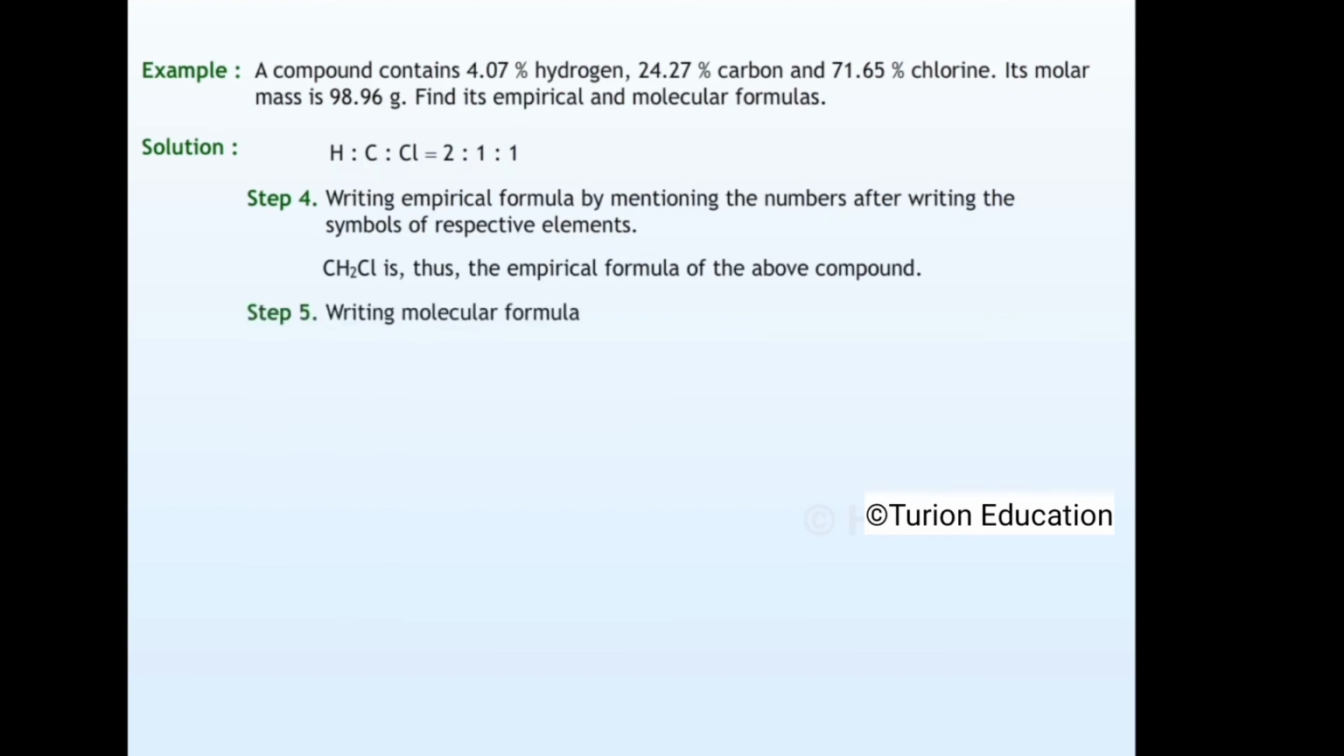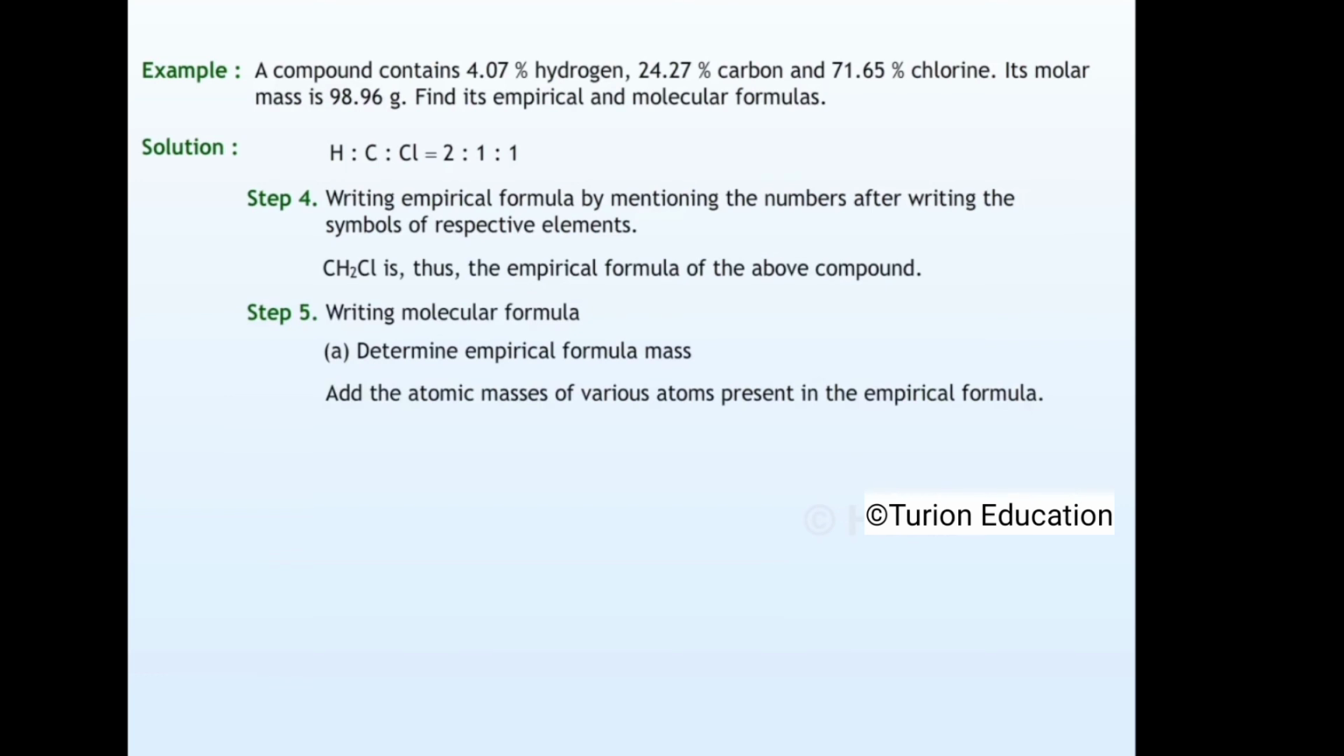Step 5. Writing molecular formula. Determine empirical formula mass. Add the atomic masses of various atoms present in the empirical formula. For CH2Cl, empirical formula mass is 12.01 plus 2 into 1.008 plus 35.453 equals 49.48 grams.